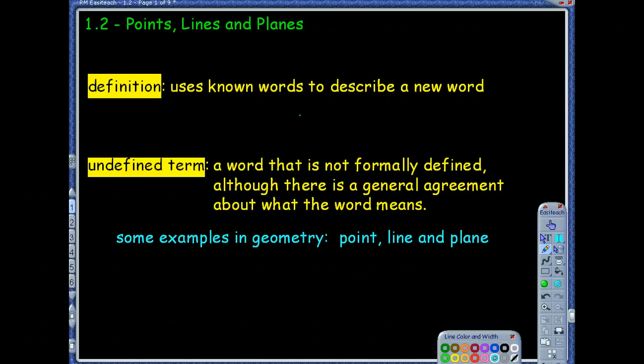So we're going to use words that we already know to kind of give an idea of what the new word is about. Who knew we were going to be giving a definition of a definition in this class? I know, kind of crazy.